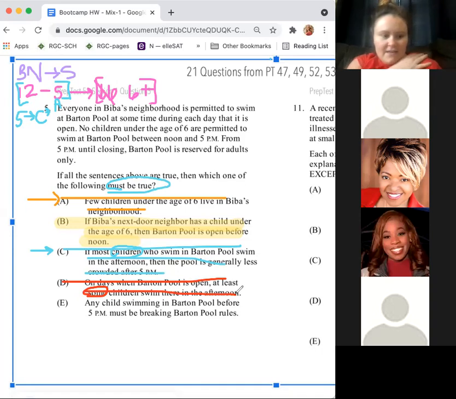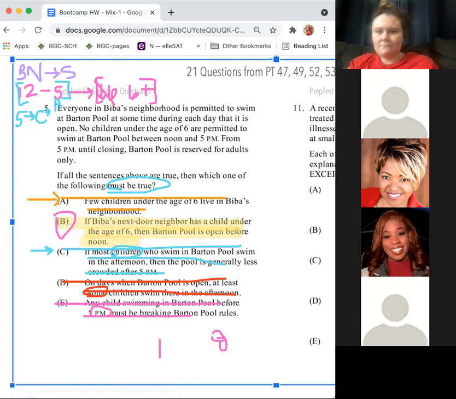All right, and then E. Any child swimming in Barton Pool before 5 p.m. must be breaking Barton Pool rules. That has nothing to do with it. Right. And it's not even true because they could be an 8-year-old swimming between 12 and 5 and not breaking the rules. Excellent. So that's why our answer is B.